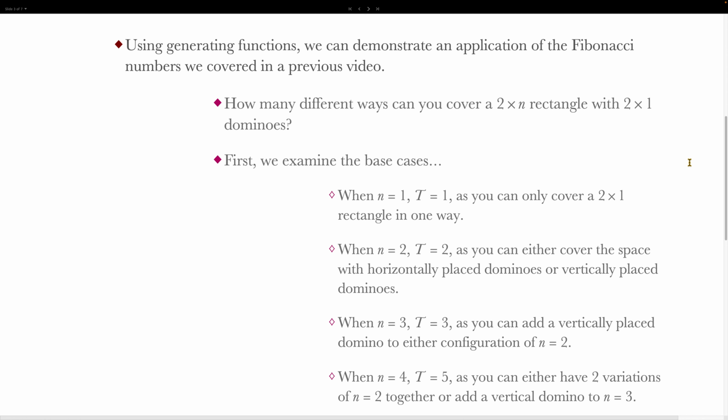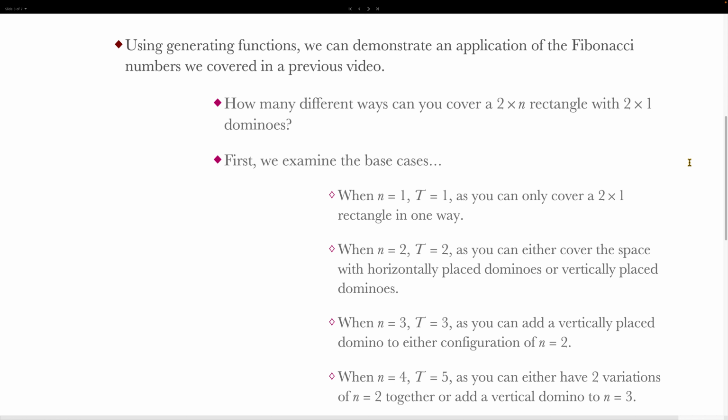When n equals 2, t will also equal 2, as you can either cover the space with horizontally placed dominoes or vertically placed dominoes. Building off of that, when n equals 3, t will also equal 3, as you can add a vertically placed domino to either configuration of n equals 2. To clarify why this is 3, there are two ways to add a vertically placed domino to the horizontally placed configuration of n equals 2, whereas there's only one way to add a vertically placed domino to a vertically placed configuration of n equals 2.